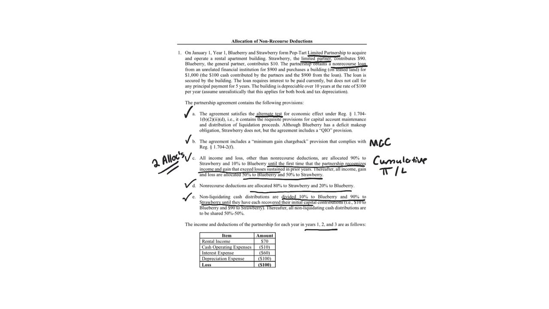3 are as follows. Rental income $70. This is in each year. Each year, by the way. Each year. Rental income $70. Cash operating expenses $10. Interest expense $60.